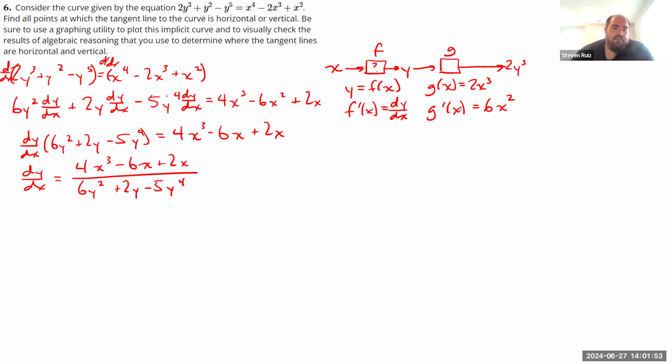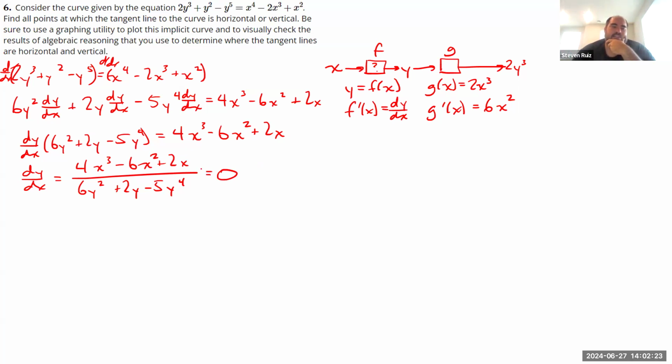6x squared. Keep dropping exponents. Okay, I think this is correct now. So here's my derivative. Now we're asked to do two things here. One is to find out where the tangent line is going to be horizontal. So what's true of the derivative when I have a horizontal tangent line? Well, that means the derivative is equal to 0.